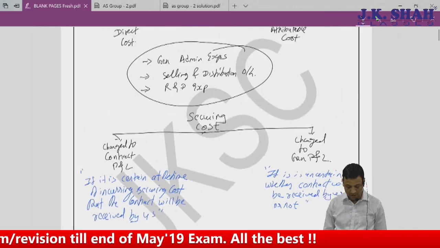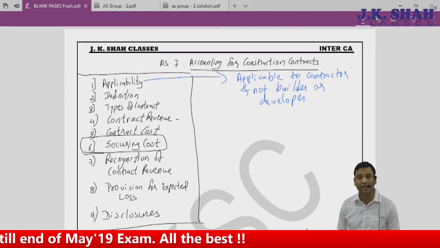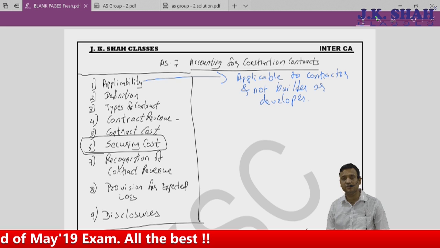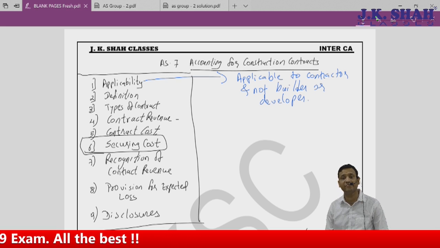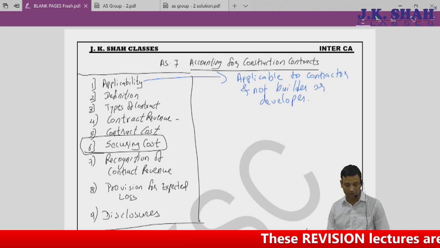So looking at the whole summary of the standard, the areas which we are discussing: the applicability is only to contractors and not builders and developers. Definition: a construction contract is a contract specifically negotiated for the construction of an asset or group of assets. It includes demolition, services rendered, and even restoration. There are three types of contract: fixed price contract, cost plus contract, and hybrid contract.